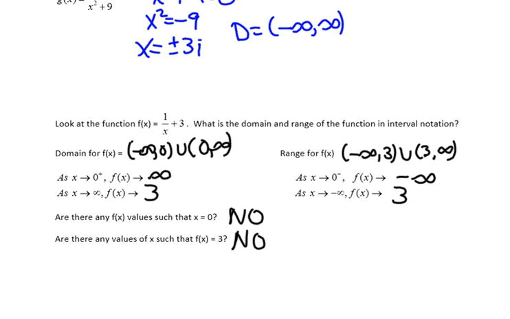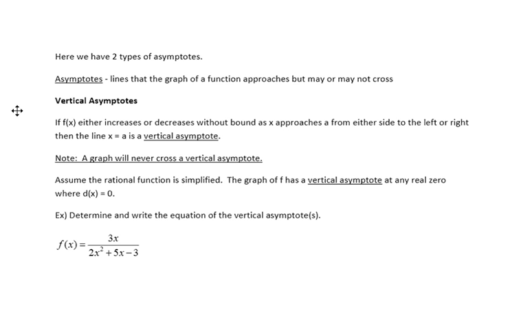Okay. Now, why am I showing you this particular graph? Well, there are two types of asymptotes that this rational function has. And asymptotes are lines that the graph of a function approaches but may or may not cross. Okay? The first one I want to talk about is what is called a vertical asymptote. So, if f of x either increases or decreases without bound as x approaches a from either side, to the left or to the right, then x equal to a is what is called a vertical asymptote.